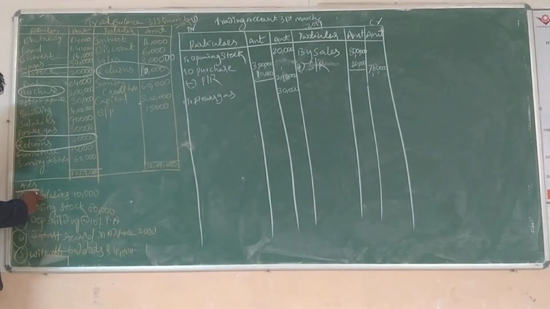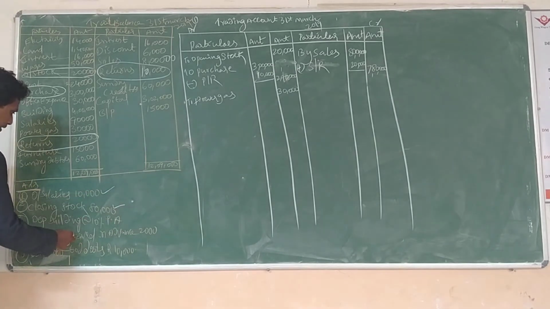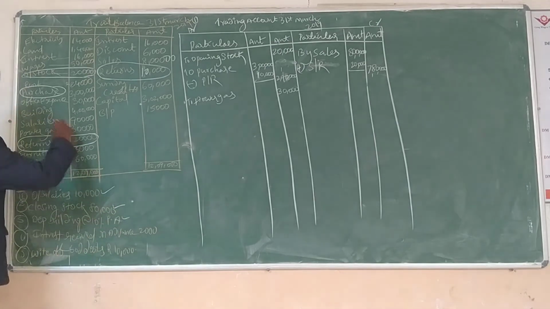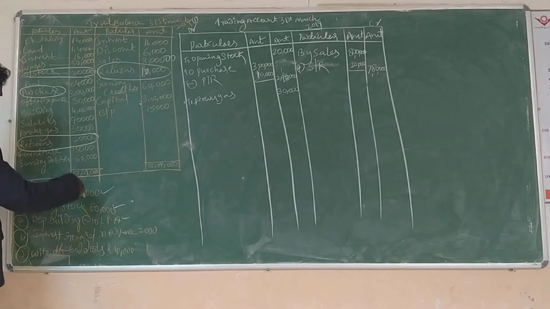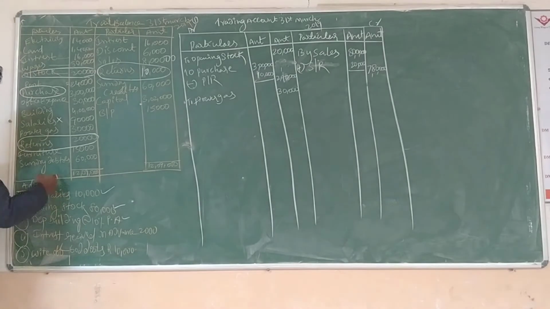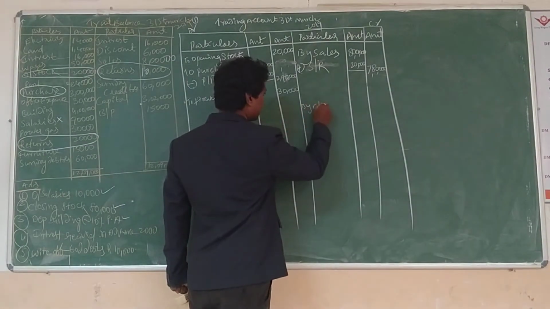Now you can check the additional information and put a right mark. See, outstanding salary, closing stock, depreciation and building. Put a right mark on these transactions. Outstanding salary is an adjustment, and closing stock is entered directly here.